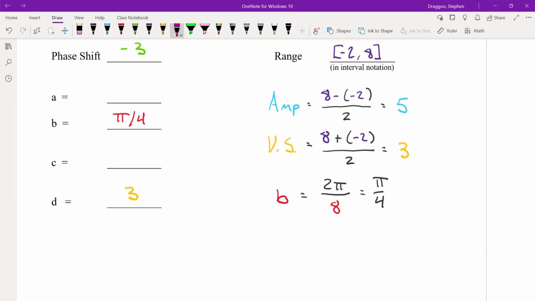And the last thing we need is C, the phase, which is related to the phase shift. And just to remind ourselves what that formula looks like, C is B multiplied by the phase shift, which is going to look like pi over 4 times -3. So that's the value we got for phase shift. It's -3. Multiply those together, nothing simplifies. It's just -3 pi over 4.